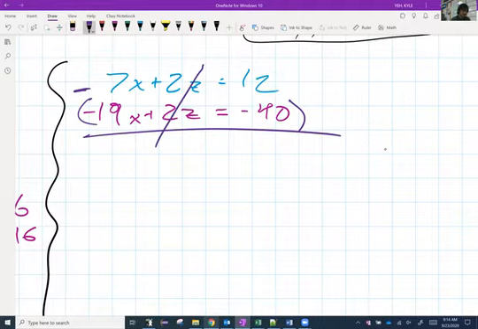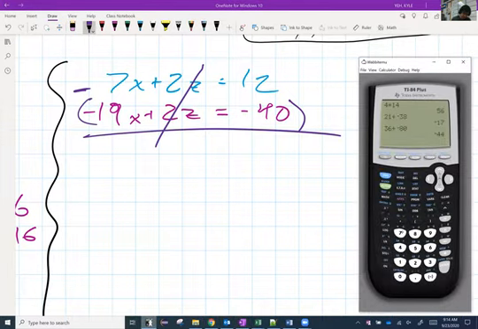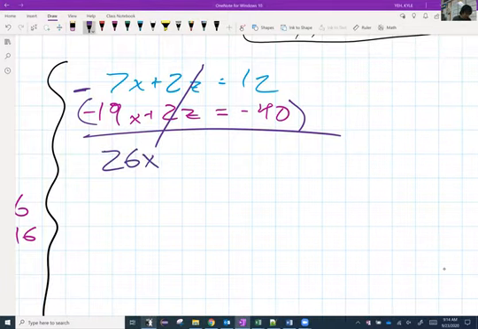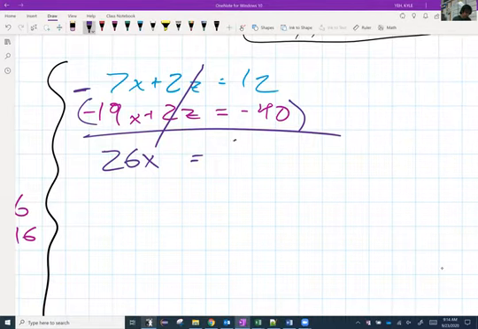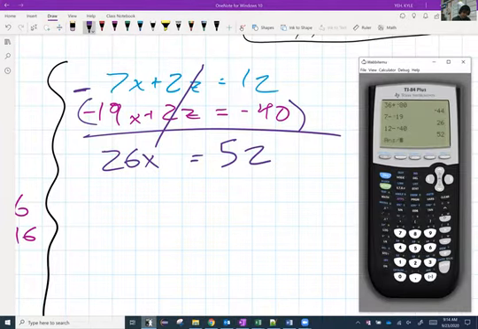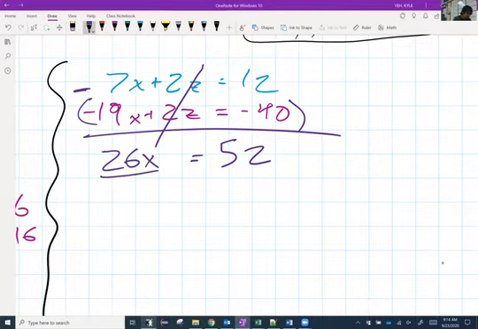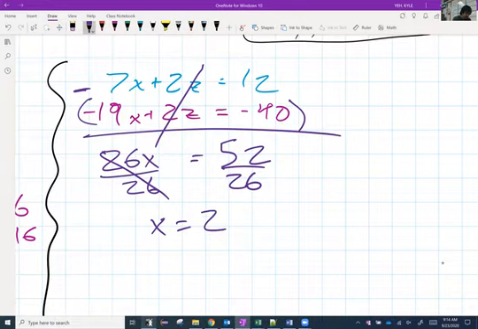So what is 7x's minus negative 19x's? If you need to, you can pull out your calculator. 7 minus a negative 19. So 26x's equals 12 minus a negative 40. Remember to subtract that negative 40. We're subtracting the whole equation. 26x's equals 52. Well, what would 52 divided by 26 be? If we divide by 26 on both sides, we get x equals 2.